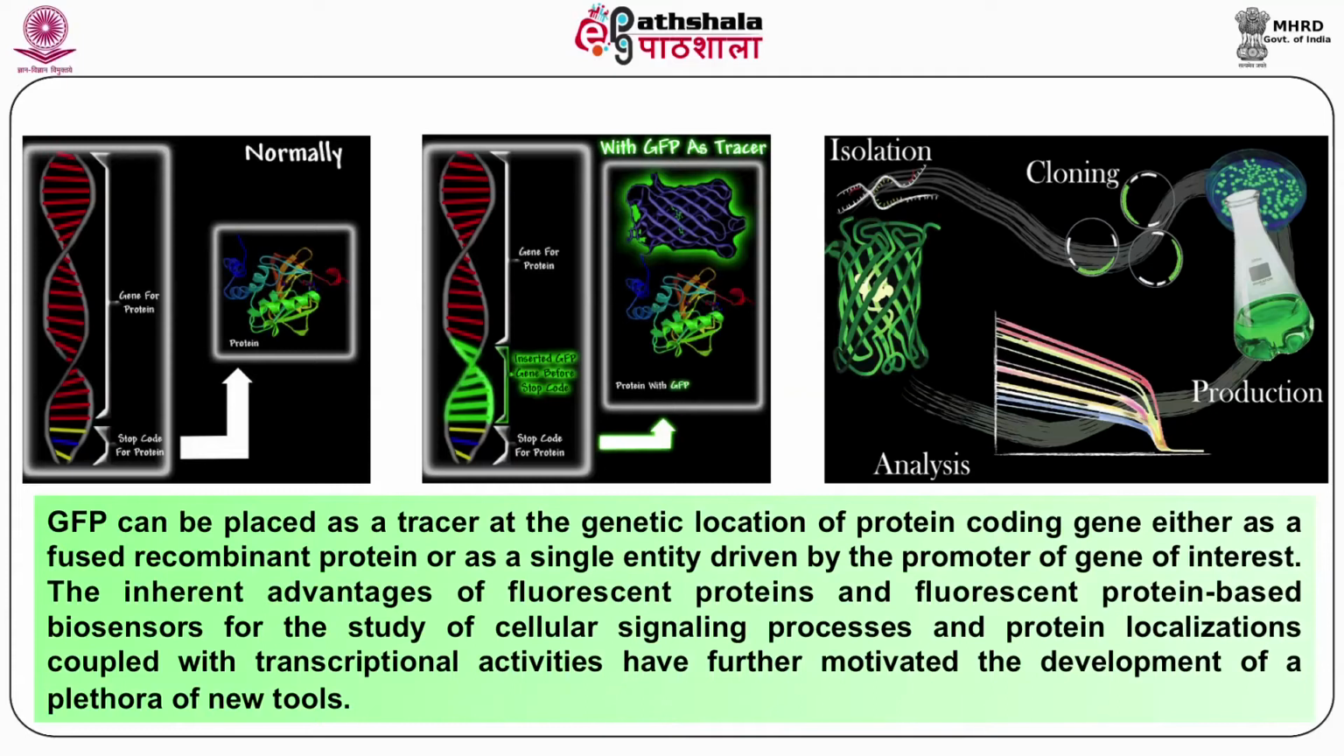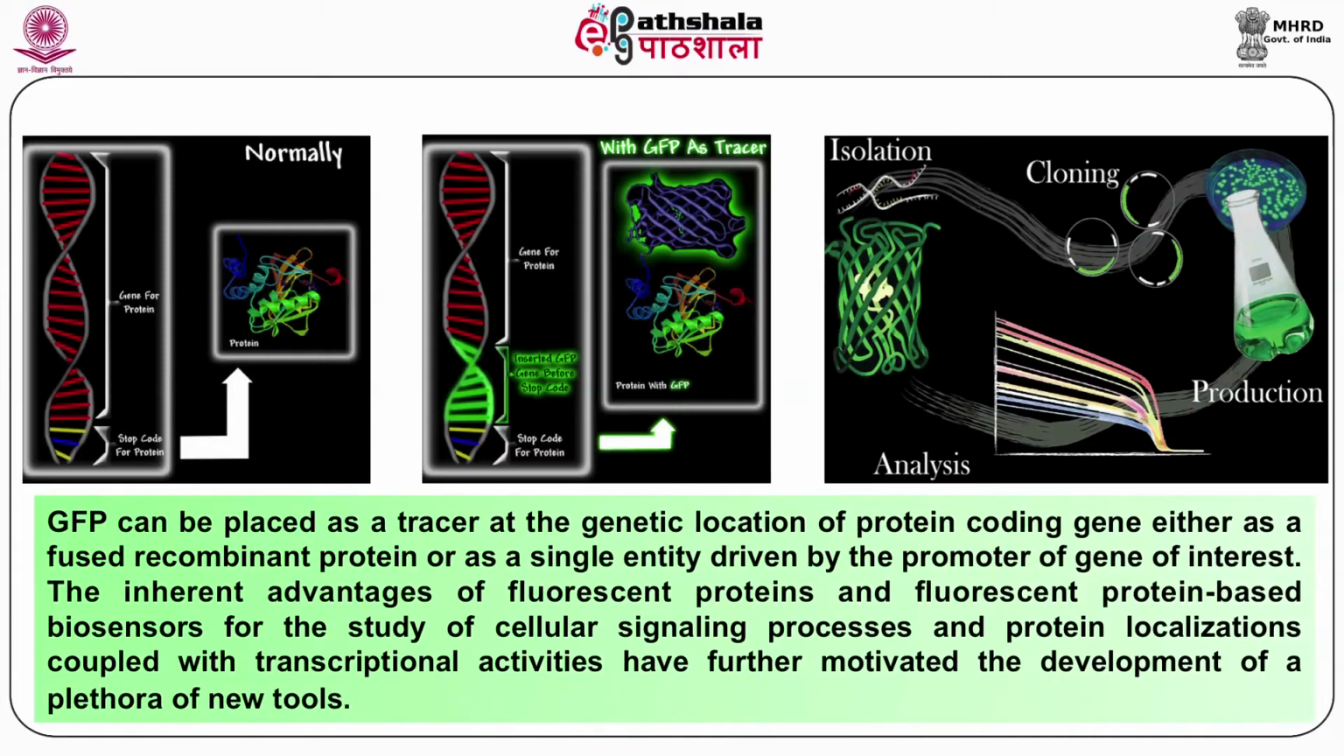Here we discuss how green fluorescent protein is exploited for the study of gene expression and other biological activities. Green fluorescent protein can be placed as a tracer at the genetic location of a protein-coding gene, either as a fused recombinant protein or as a single entity driven by the promoter of the gene of interest. The inherent advantages of fluorescent proteins and fluorescent protein-based biosensors for the study of cellular signaling processes and protein localization coupled with transcriptional activity have further motivated the development of a plethora of new tools based on the green fluorescent protein.